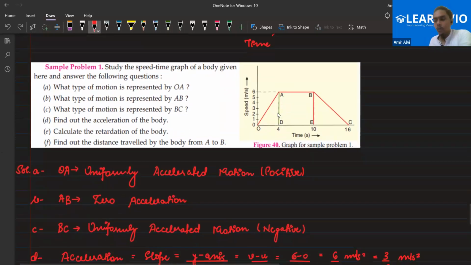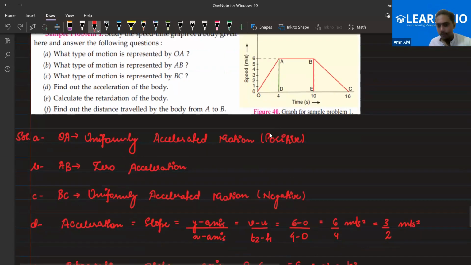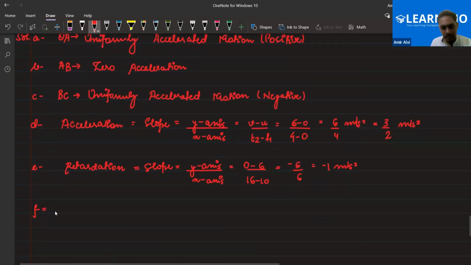How will you find out? The length of AD, A to D, is 6. 6 minus 0 would be 6, because it is the length of the side. And here, if you find out the value of DE, that is 10 minus 4. Clear, everyone? Sarah and Farhan. Yes, sir. Okay? Right? So for F, we have to calculate the distance.